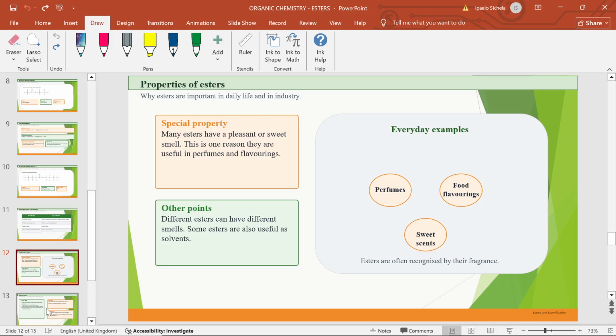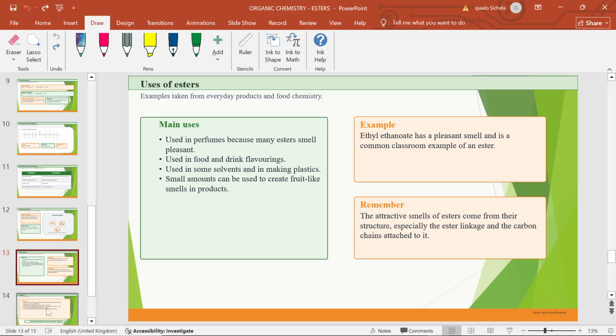So what are the properties of esters? The special property of esters is that they have a pleasant or sweet smell. This is the reason why they are used in perfumes and flavorings. Another point is that different esters have different smells. Depending on what type of ester the compound is, it has a different smell. So butyl pentanoate has a different smell from ethyl ethanoate. That's what it simply means. Examples of the uses of esters in everyday life are perfumes, food flavorings, and sweet scents.